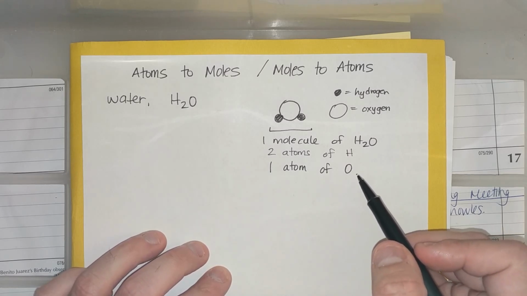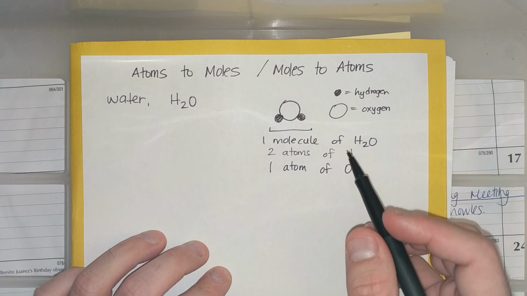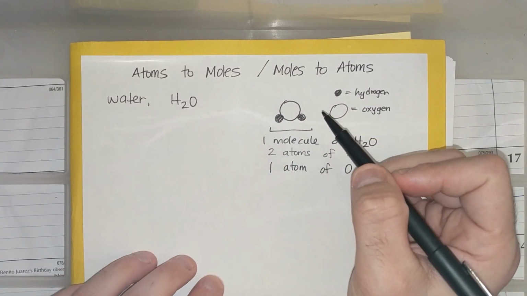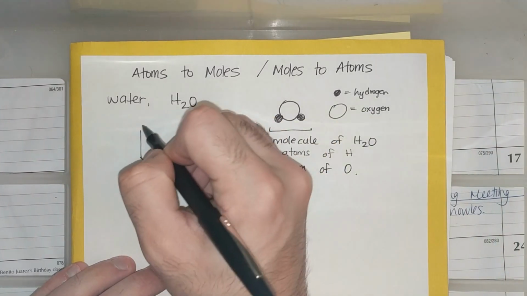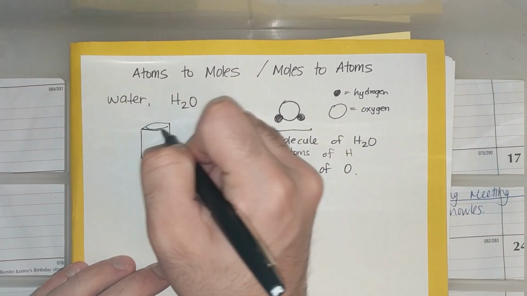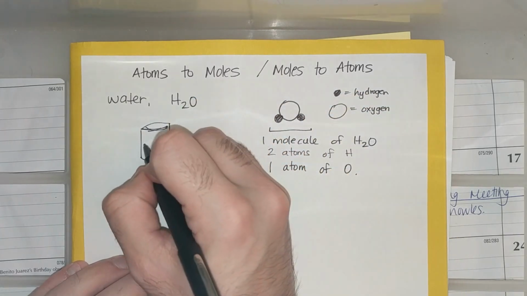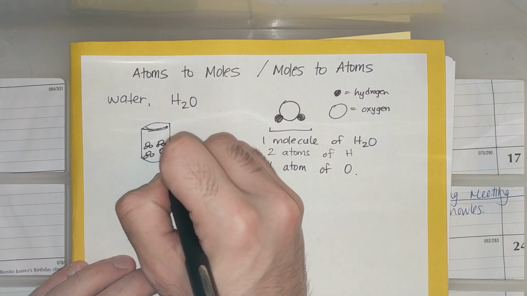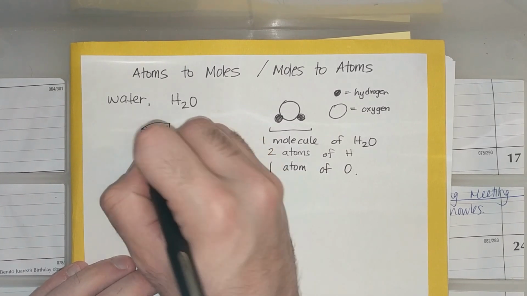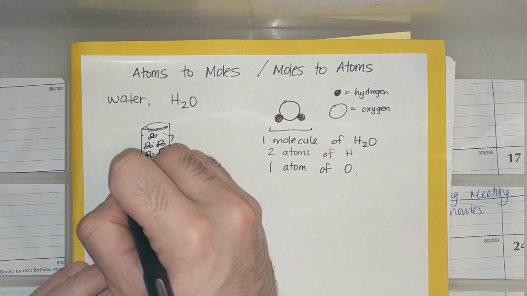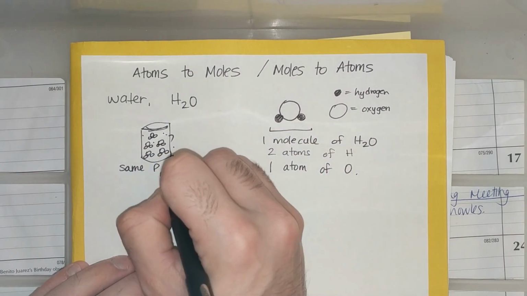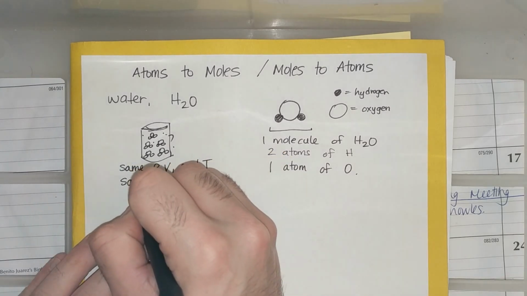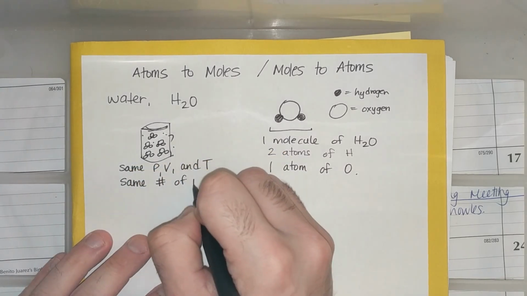Okay, but as you may have heard or can recall, it's very difficult to isolate one of these molecules. And I could get a canister or a vial like we did this past week or so, and I could have a bunch of molecules of water in here. Let's say I don't know how many are in here. Okay, but at the same pressure, volume, and temperature, I should have the same number of particles.